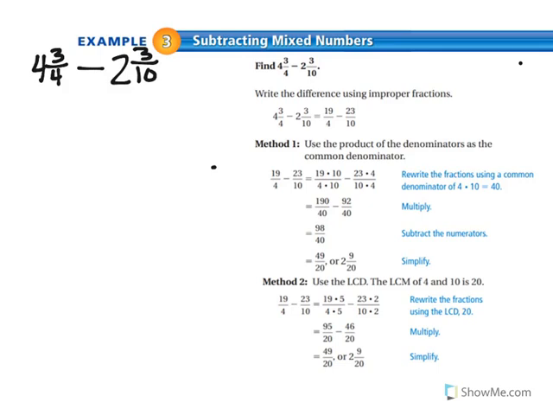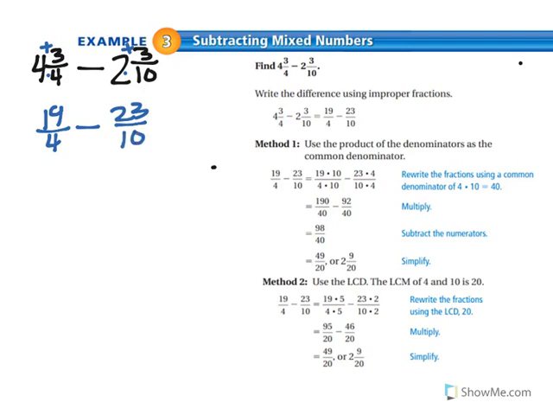So I'm going to let you look over to the right and show you one way of doing it. One way of doing this is by writing these mixed numbers as improper fractions. And let's go ahead and multiply. So we have 4 times 4 plus 3 is 19 over 4. And then minus 2 times 10 is 20, plus 3 is 23. So I have 23 tenths.